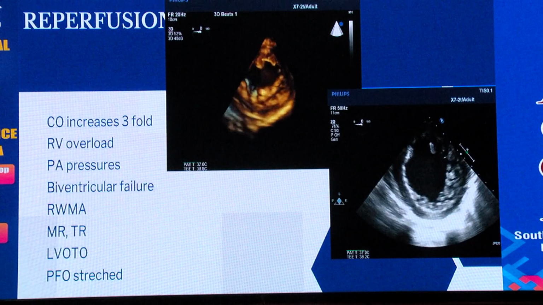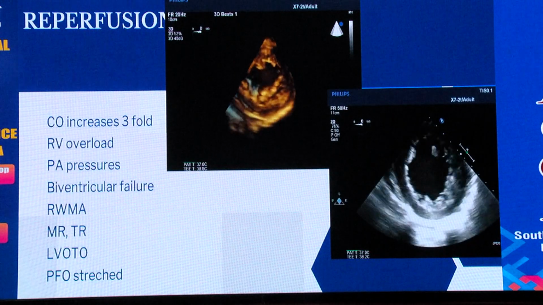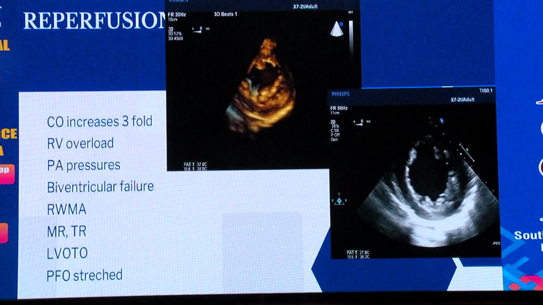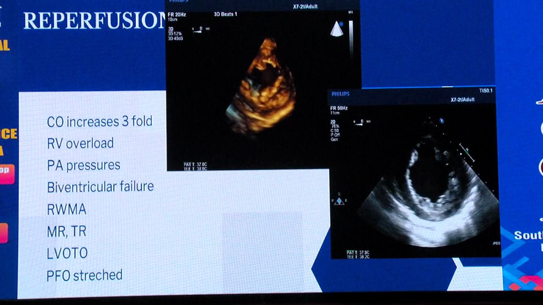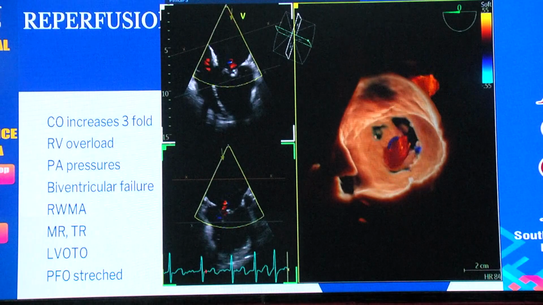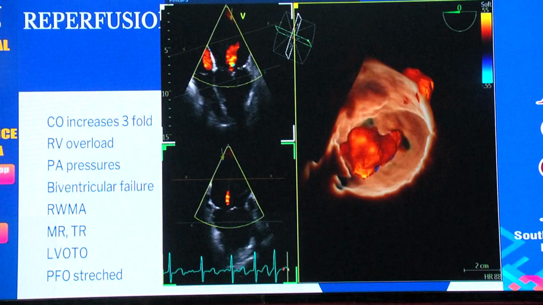contractility during reperfusion. Once they release the cross clamp, the whole of the cardiac output increases nearly by 3-fold. And you have to look in for short axis view to understand whether this RV or LV is taking the volume or no based on the contractility or regional wall motion abnormalities. And also you see about a new MR. This is a 3D image which shows about the new MR.